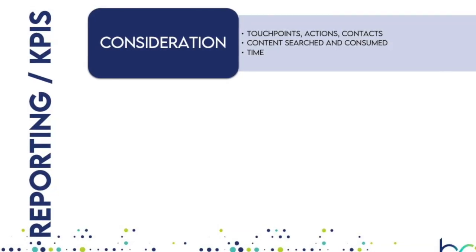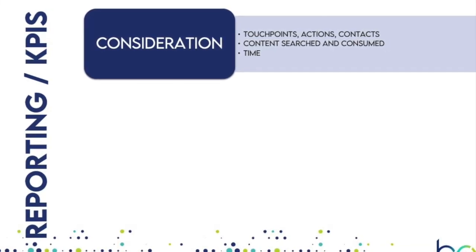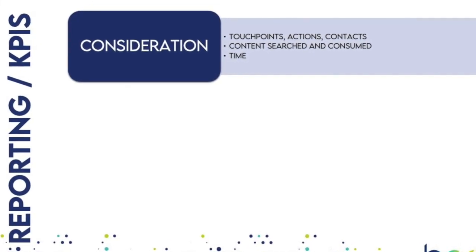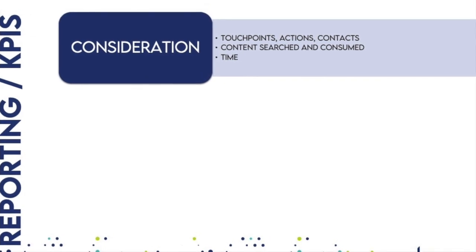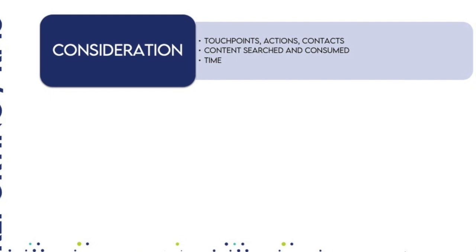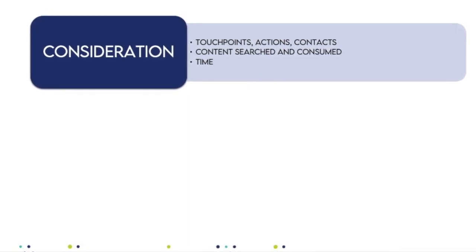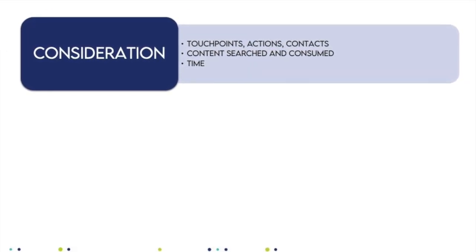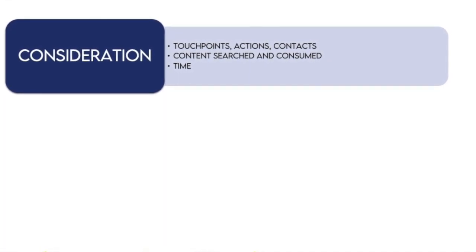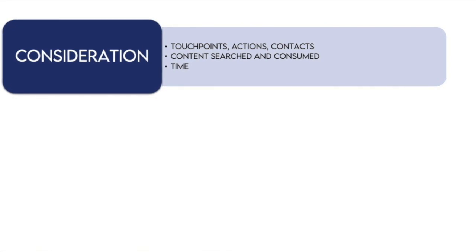If you want to report consideration and conversion, I suggest to divide this reporting into 3 major parts. First of all, look at consideration. What are the touch points the customer was using? Which actions did he or she do? What contacts the customer had with your brand? What content was searched, what content was consumed on your website, through your sales speeches, and so on? And what time it took for the customer to consider your brand. So what was the time between consideration and conversion?